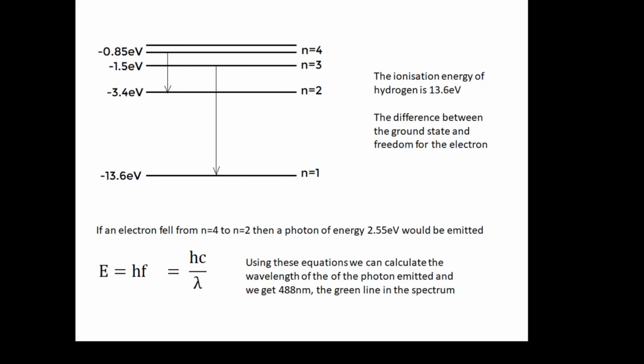Then to figure out the energy of a photon, if we know which energy levels it transitions between, we can work it out from the difference between the two energy levels. For example, if an electron fell from n equals 4 to n equals 2, then looking at the numbers, the energy of the photon would be 2.55 electron volts. And then using this equation, we can work out the wavelength, and we get 488 nanometers, which is the green line in the spectrum.